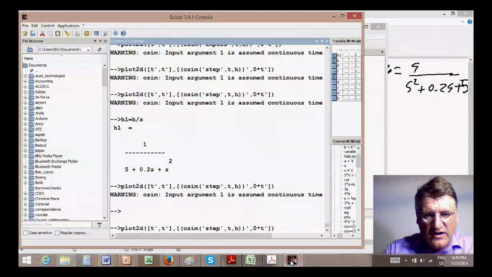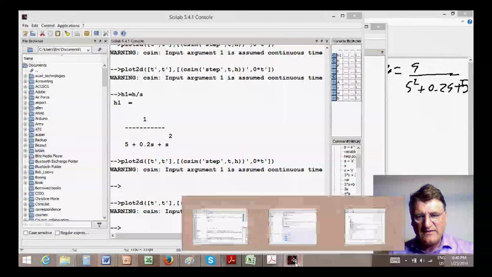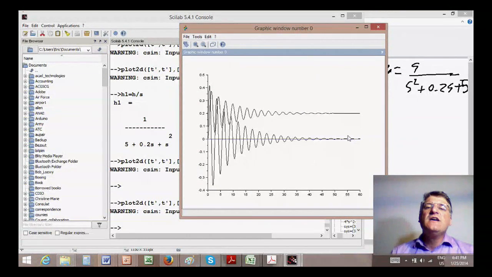Ah, yes, but here's what happened. I have not changed H into H1. So now I have changed H into H1. Things should be nicer, and sure enough, we get something different. The step response of H1, which is the step response of the position, goes here. And by the way, it doesn't go to 1, it goes to 0.2 or something. Whereas the step response of H goes here. And when you think about it, that's normal.